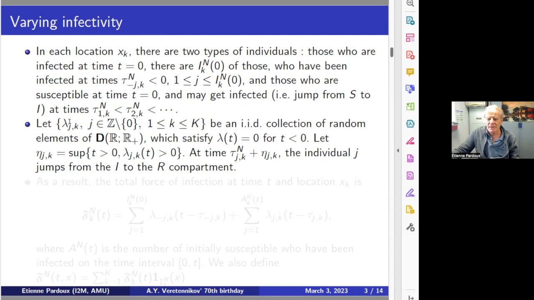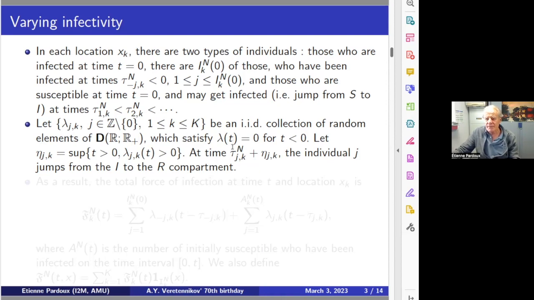Now let lambda_j^k, j in Z minus {0} and k between 1 and capital K, be an i.i.d. collection of random elements of D over R plus. So these are random functions of time, which are i.i.d., and they are 0 on R minus, they are 0 for t negative. This is the infectivity of an infected individual. Here, the time 0 refers to the time of infection of the corresponding individual. We think of lambda_j^k to be first 0, possibly during a latent period, and then it grows to a maximum and then decreases. And eta_j^k is the last time when lambda_j^k is non-zero. After that time, the individual recovers.